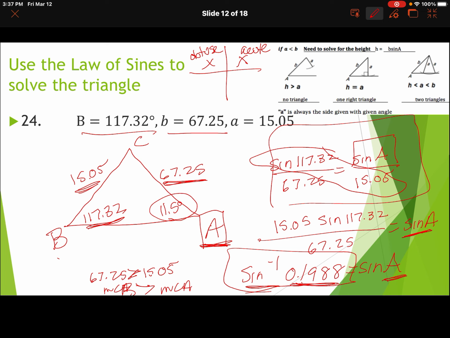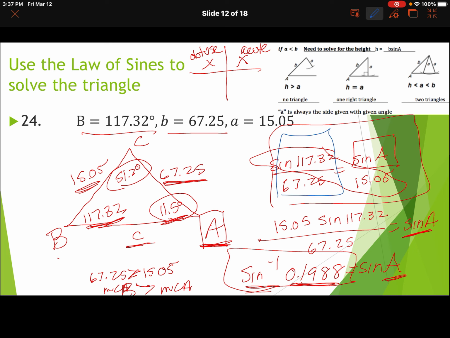Okay. Now I can solve for the other angle by adding them up. The sum of the angles is 180. And for angle C, I got 51.2. And now I can use that to find side C, can't I? Let's put this over here.